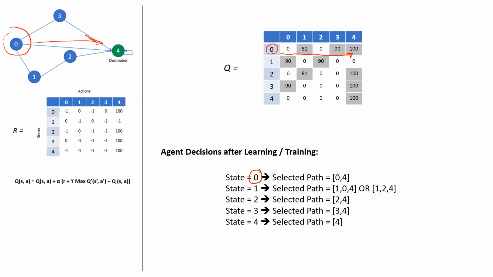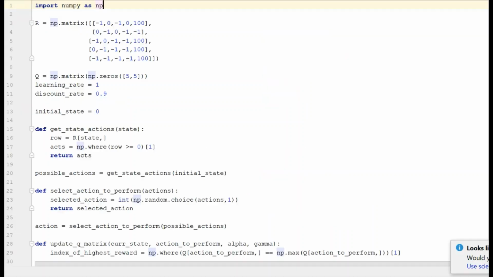Similarly, if we are at location 1, which is here, then there might be two possibilities. Either go to 0 or go to 2. Means either go from here or from here. So in both the scenarios, the reward is 90. So the agent can choose any of these two paths, and so on. Now let's try to see the same implementation in Python.